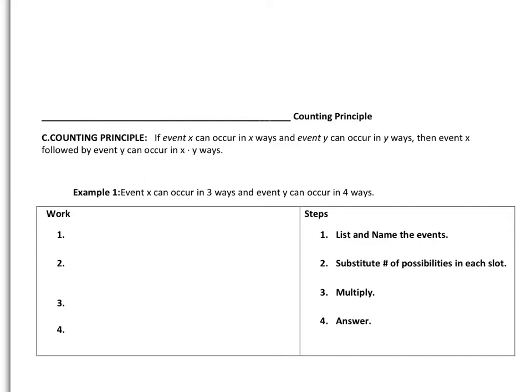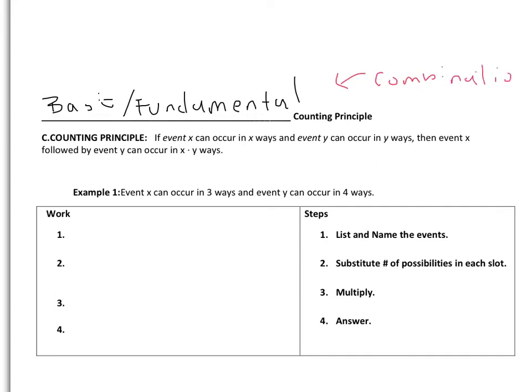The first thing we're going to talk about is the basic or fundamental counting principle. Okay, this first thing I'm going to show you has to do with combinations. So if you're dealing with something that is a combination, or something where order does not matter, we're going to use the basic or fundamental counting principle. Okay? So let's work through a first example.